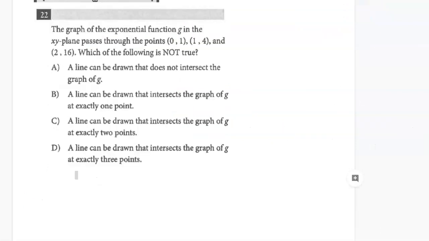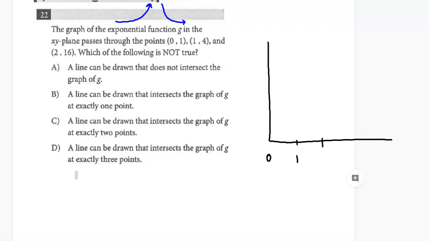Number 22, we have the graph of an exponential function. Remember, an exponential function starts slow and then grows fast, unless it's decay, and then it starts losing fast and kind of tapers off. So that's exponential. It passes through the points they give me here, so let's sketch this out. At 0, 1, and 2, my y values go from 1 to 4 to 16.